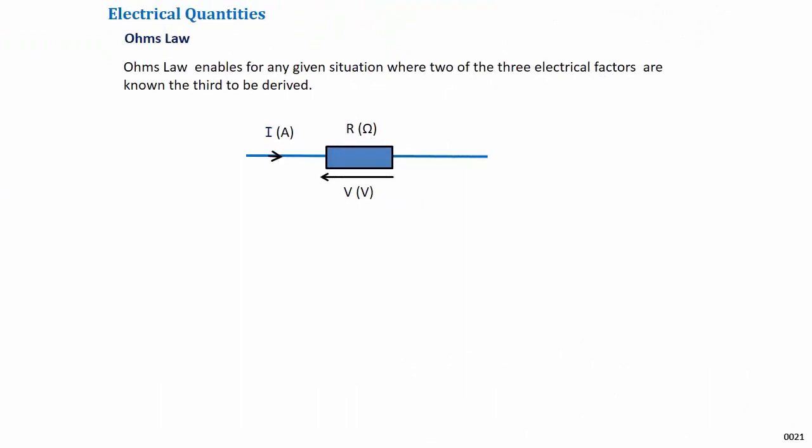It does not matter what part of an electrical network is examined, Ohm's law always holds true. Ohm's law enables that for any given situation where two of the three electrical factors are known, the third to be derived.